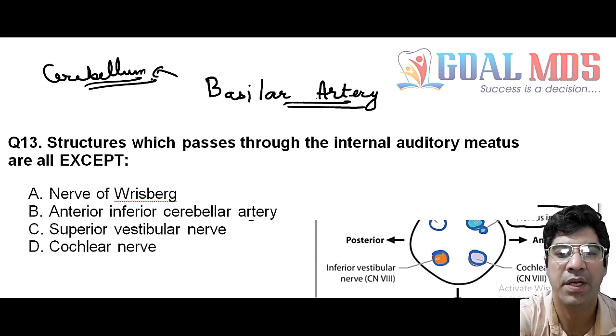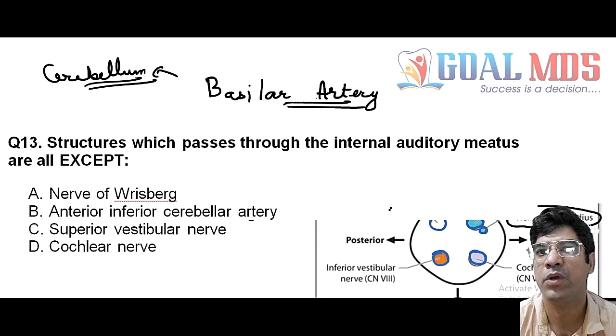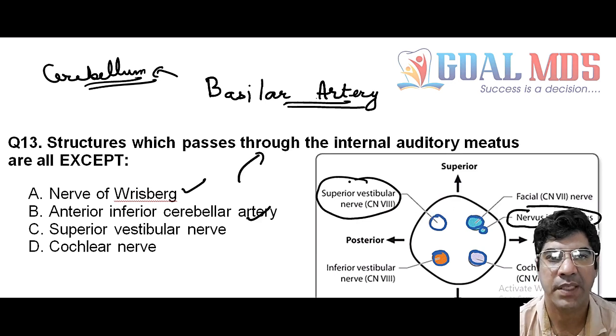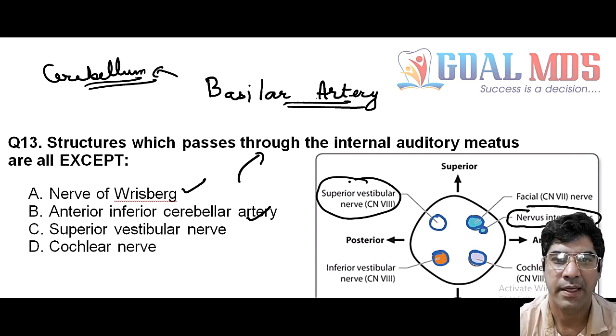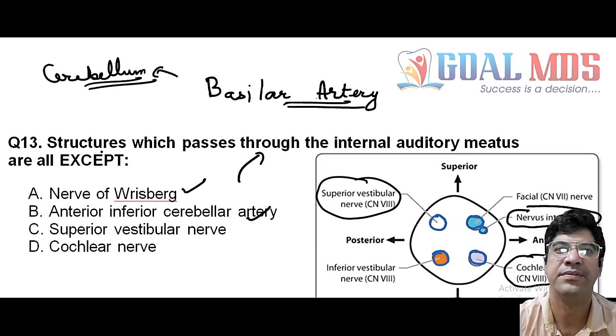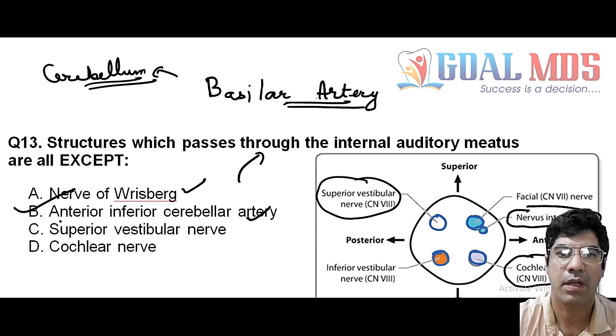The superior vestibular nerve is one of the two branches of the vestibulocochlear nerve that carries sensory innervation from the semicircular canals in the inner ear. It passes through the internal auditory meatus. The cochlear nerve is the other branch of the vestibulocochlear nerve, and it also passes through the internal auditory meatus. So the answer is B. Mark your answer of choice.